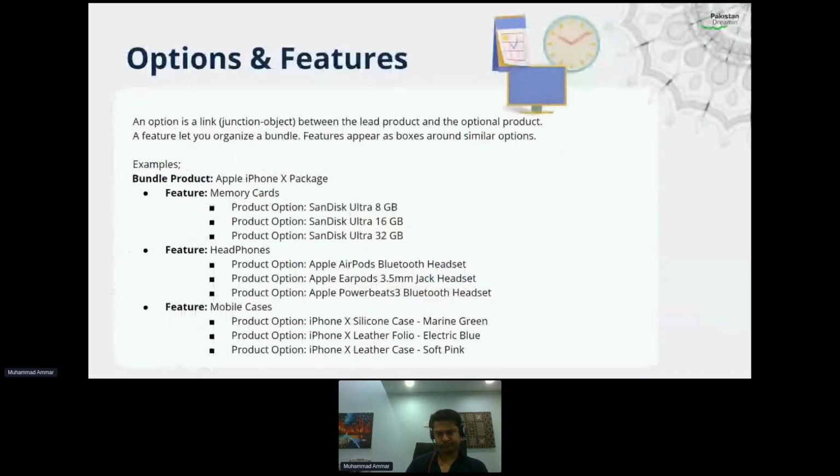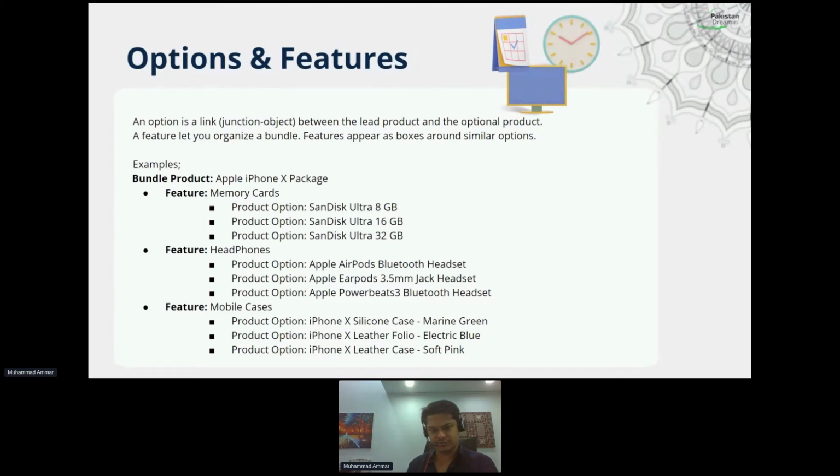Next, options and features. An option is basically a product that can be optional to the bundle, and the feature is how options are organized within the bundle. For example, if you are purchasing an Apple iPhone, then the features would be your memory card, your headphones, your mobile cases. So you have different options for different features. Like you can see in your headphones, you can have AirPods or earpods, Powerbeats. You have different options for different features.